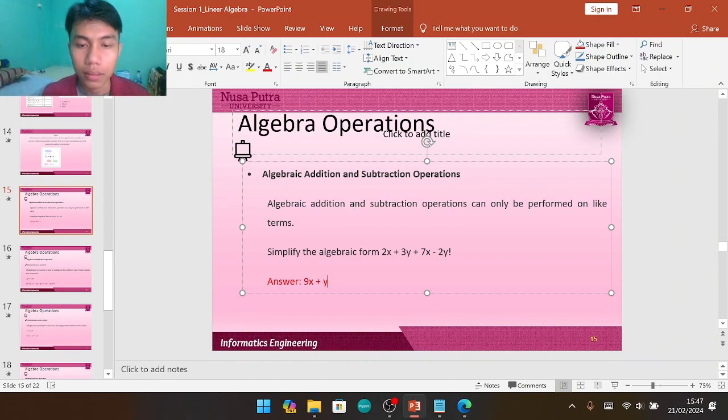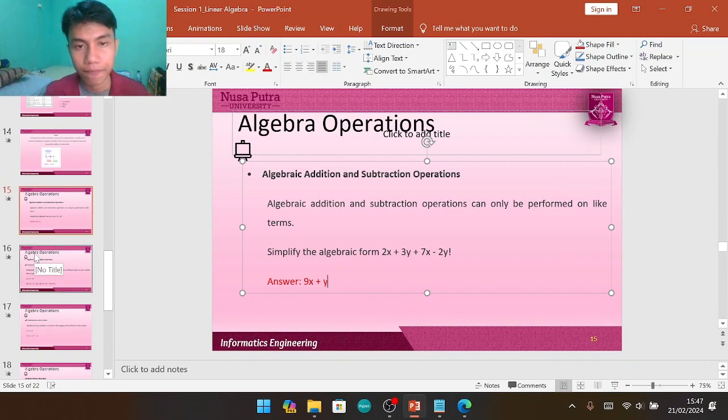And in the algebraic rules, if there is a 1, it can be written only with the variable, the letter only.